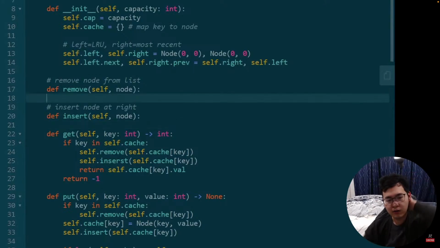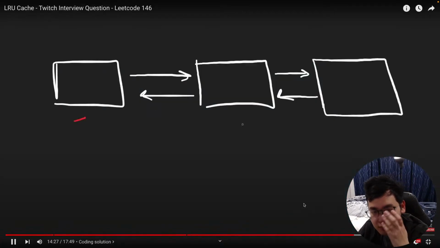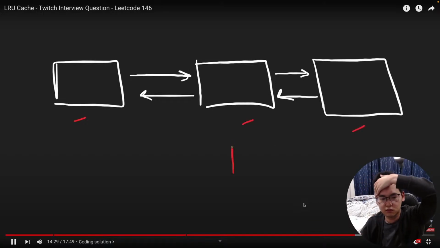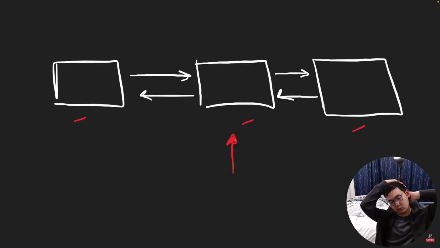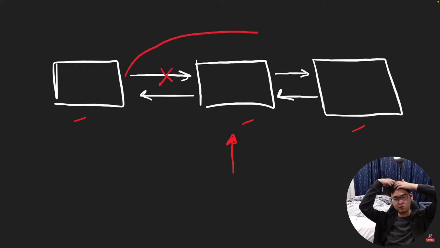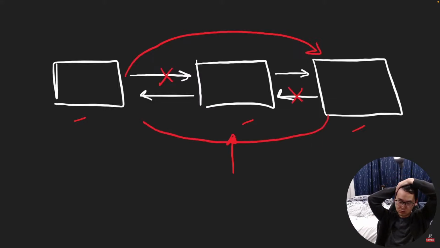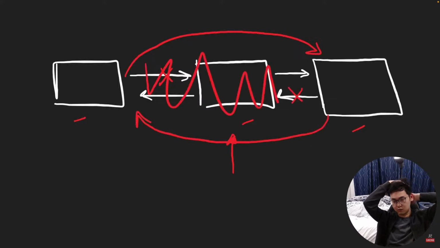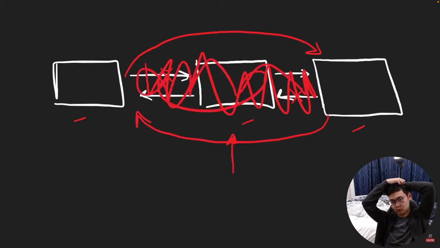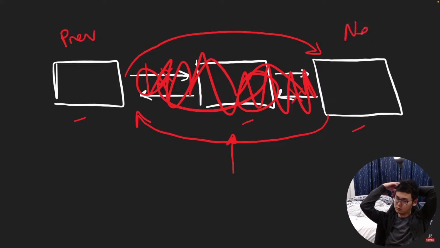remove and insert. So if you have 3 nodes and you want to remove the middle node, what do you do? Well, you take this pointer and move it over here, and you take this pointer and move it over here. So this stuff is no longer relevant, and we have removed the middle node. This is going to be referred to as our previous node. This is referred to as our next node.